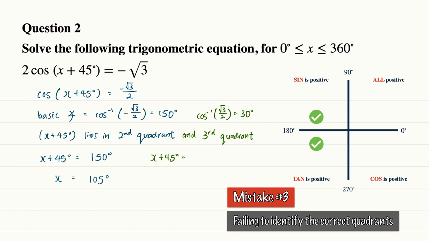X plus 45 degrees will then be 180 degrees minus 30 degrees, 180 degrees plus 30 degrees, and then by simplifying further, x is equals to 105 degrees or 165 degrees. Don't forget to bring over the 45 degrees so that you can find the exact value of x.